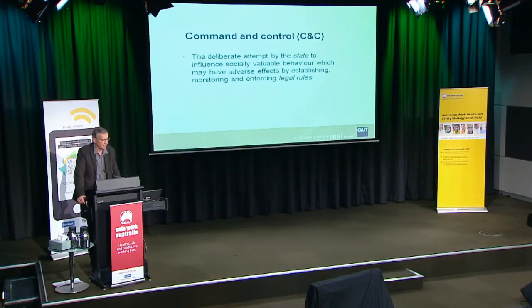Now, I indicated in that introduction that responsive regulation developed in response to debates about command and control. So at this point, it would be good to explain what I mean by command and control. And as the PowerPoint indicates, command and control is a deliberate attempt by the state to influence socially valuable behavior which might have adverse effects by establishing, monitoring, and enforcing legal rules. And the two key ideas there are the state is involved, and the state's key instrument is the use of legal rules.